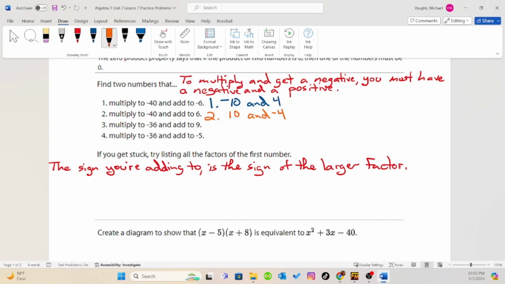So you notice we had the same factors, but we want to make sure that whatever sign we're adding to is the sign we are giving to the larger factor.